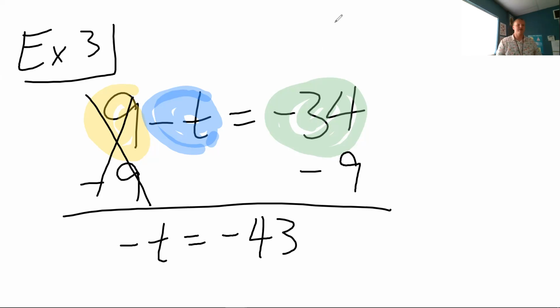So now, am I done right there, Ellen? No, what am I going to do next with that negative t? Yep, so another way of writing this would be negative 1 times t equals negative 43. Now that we see it like that, what would I do, Ellen?